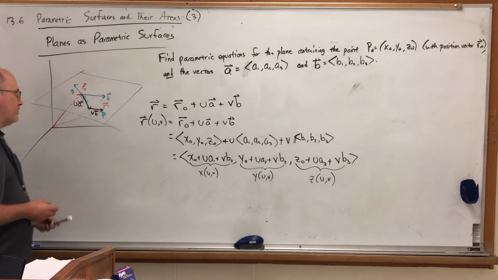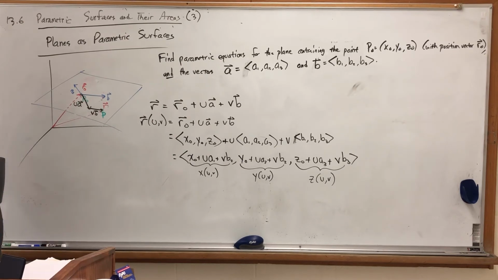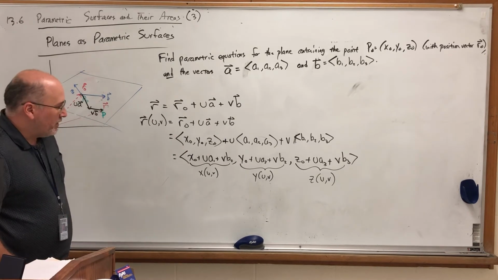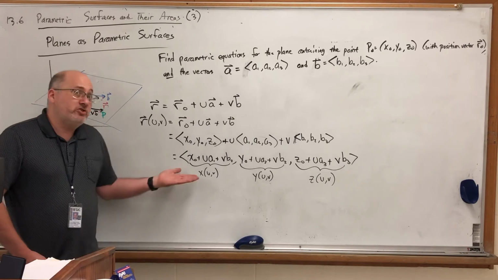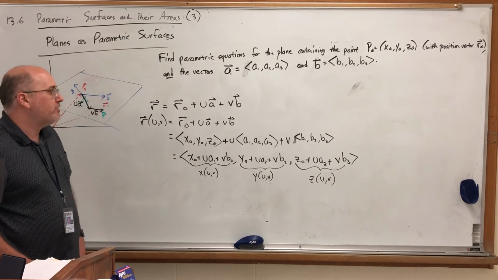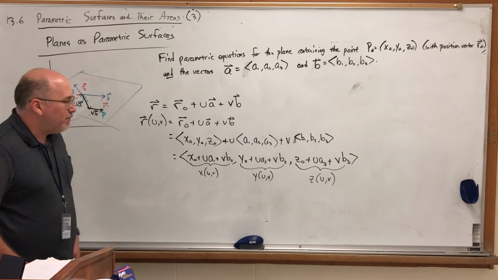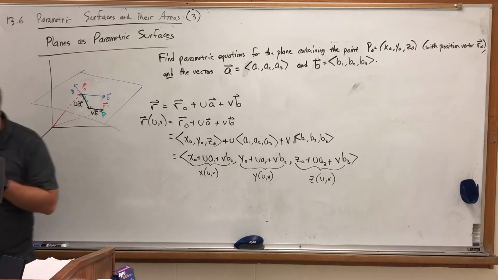Of course, we could do it for a specific point and two specific vectors, but why do it specifically when we can do it generically once, and then you just use this result to come up with the parametric equations to define any plane as a parametric surface.